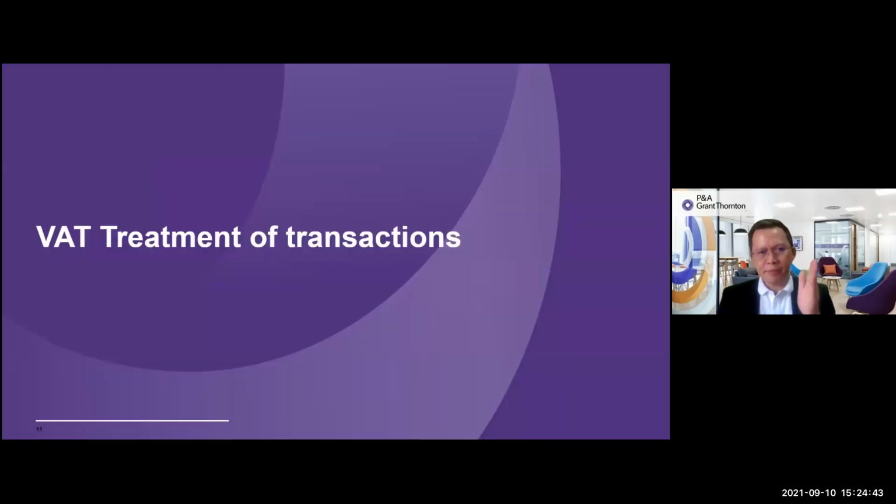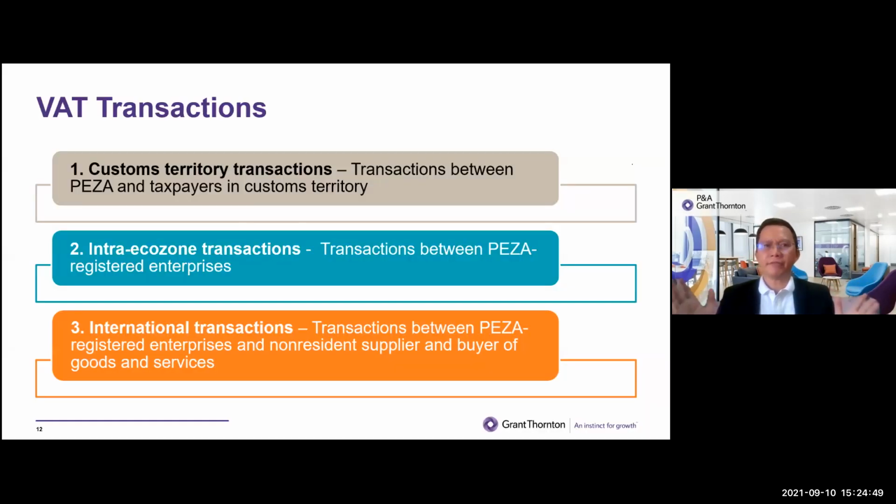Now let's move on to the specific treatment of certain transactions. These are the VAT transactions that you will encounter. This is just a review. I know you know this, but let's try to review these principles. First, we have customs territory transactions. What is this? It's a transaction between a PEZA entity and a taxpayer in the customs territory. PEZA is under foreign soil or a separate customs territory, and you are dealing with a taxpayer inside the customs territory, or outside PEZA.